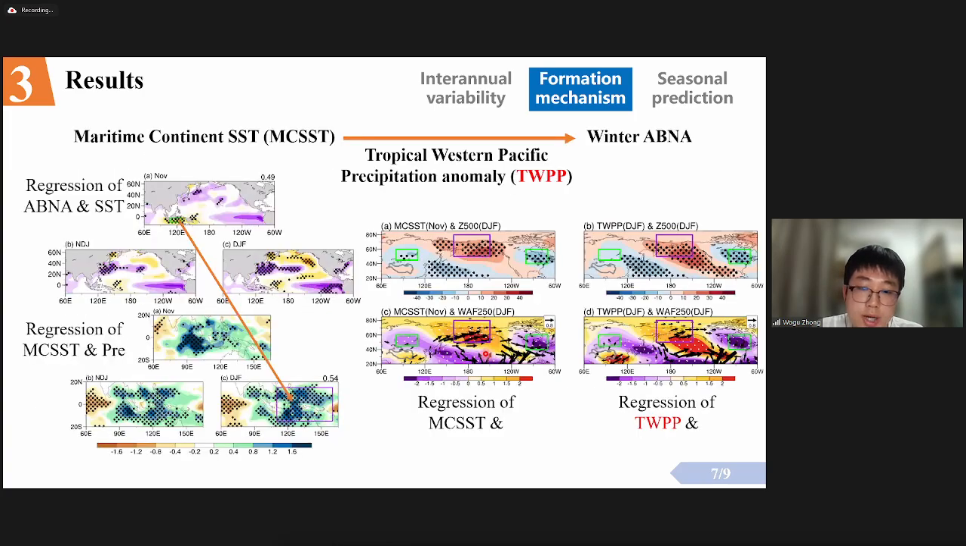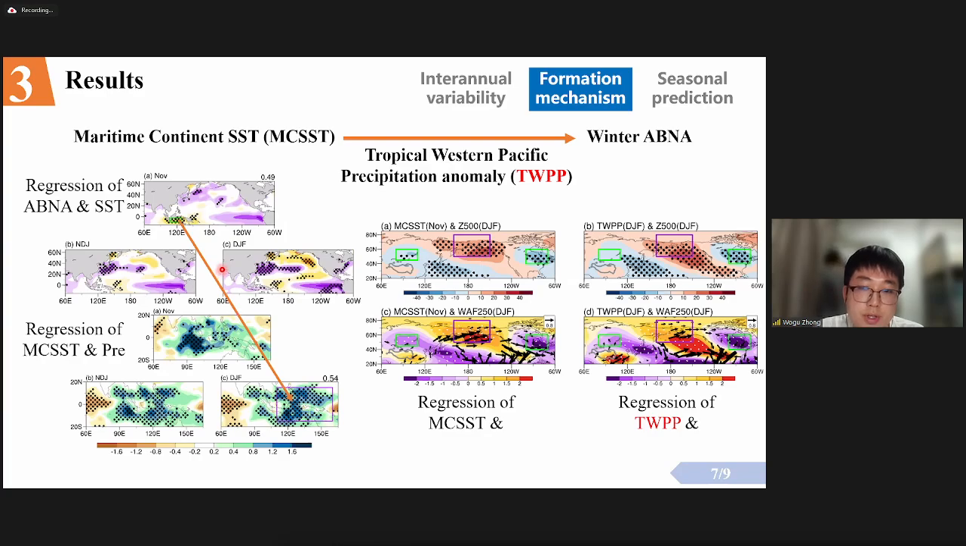Now let's take a look at the tropical region of the ABNA. This figure shows the regression maps of SST anomalies onto the ABNA index. Here we find that the ABNA is significantly correlated with a positive SST anomaly in the Maritime Continent in the previous November. We call it the MCSST. However, the relationship between the ABNA and the MCSST gradually weakens in the winter months.